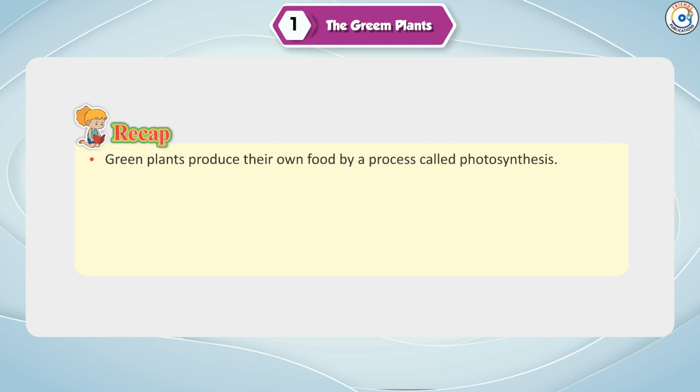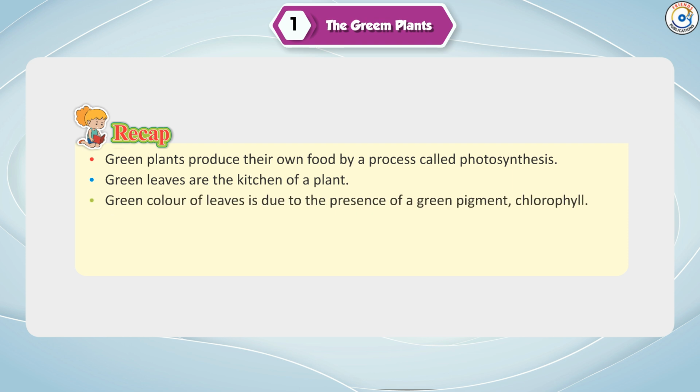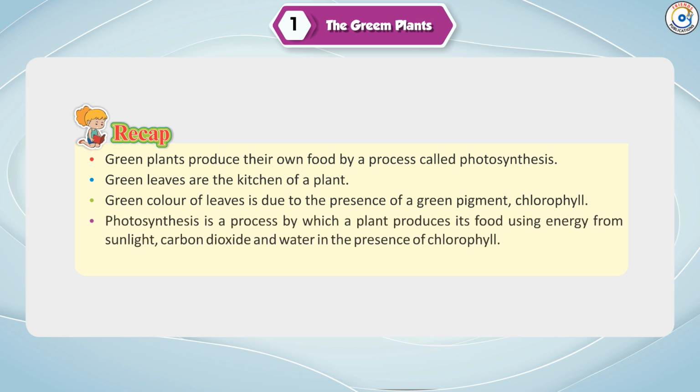Recap. Green plants produce their own food by a process called photosynthesis. Green leaves are the kitchen of a plant. Green color of leaves is due to the presence of a green pigment, chlorophyll. Photosynthesis is a process by which a plant produces its food using energy from sunlight, carbon dioxide and water in the presence of chlorophyll. Plants and animals are interdependent on each other.